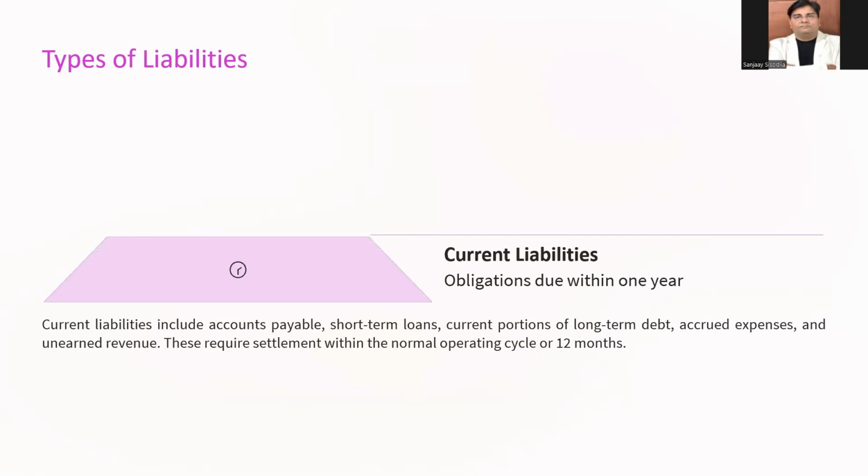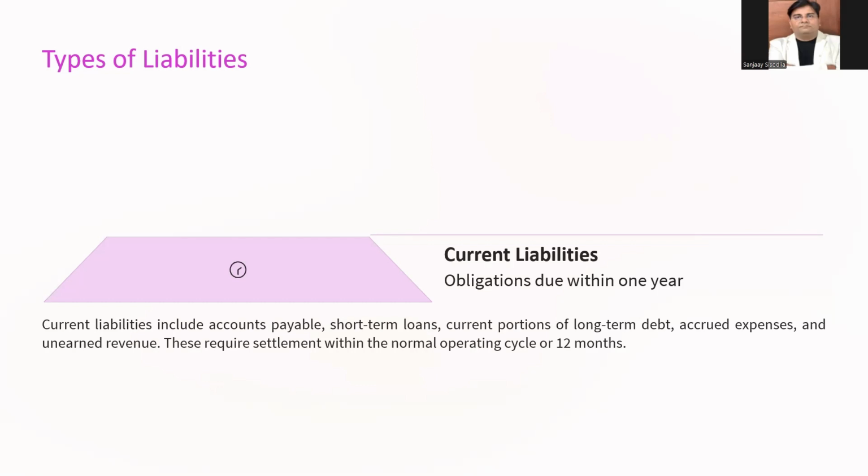When we talk about types of liability, the first one is current liability. As we discussed just now, current liabilities are those liabilities or obligations which are due for payment within 1 year. And it includes accounts payable, short-term loans, current portions of long-term debt, accrued expenses. So I will touch base on a couple of things, but we will discuss these terms in detail in following sessions. So accrued expenses are those expenses which have already been incurred but still have not been paid.